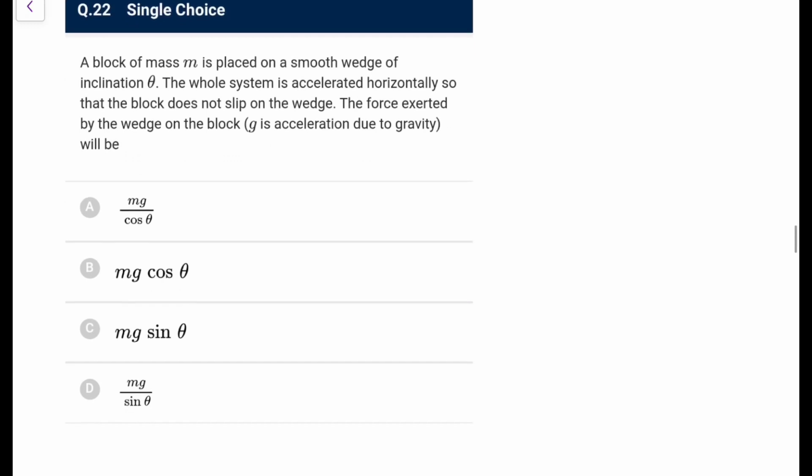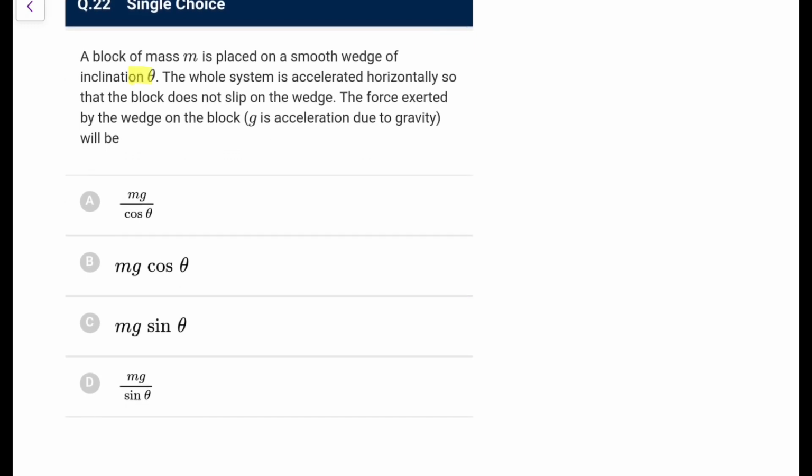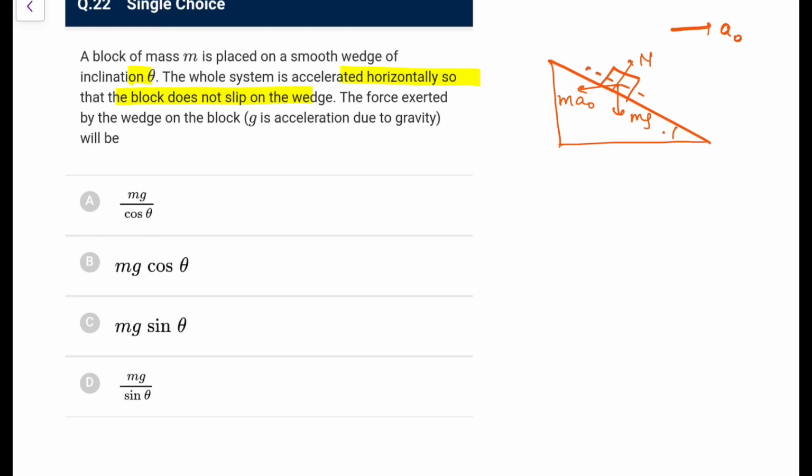Block of mass m is placed on a smooth wedge of inclination theta. The whole system is accelerated horizontally so that the block doesn't slip. The force exerted by the wedge on the block. Okay, so whole system is accelerated so that the block doesn't slip. That means if this is accelerated by a naught, in the frame of this, it is at rest. So this pseudo force m a naught I am applying when viewing from its frame, and this is mg. If this angle is theta, first thing you know is m a naught cos theta acting up the incline is equal to mg sin theta. So a naught comes out as g tan theta, that you all remember.